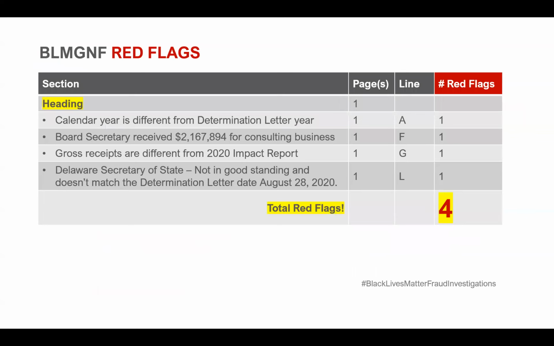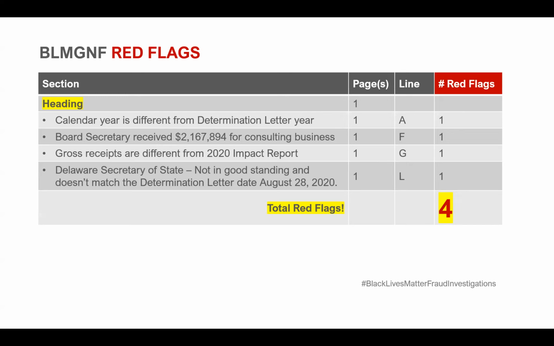So here are the Black Lives Matter Global Network Foundation's red flags, just for the heading section, for the heading only. Again, number 1, the calendar year is different from the determination letter. That's on page 1, line A, red flag number 1. Number 2, the board secretary received $2,167,894 for his consulting business, which is a violation of the conflict of interest policy. That's on page 1, line F, red flag 1.